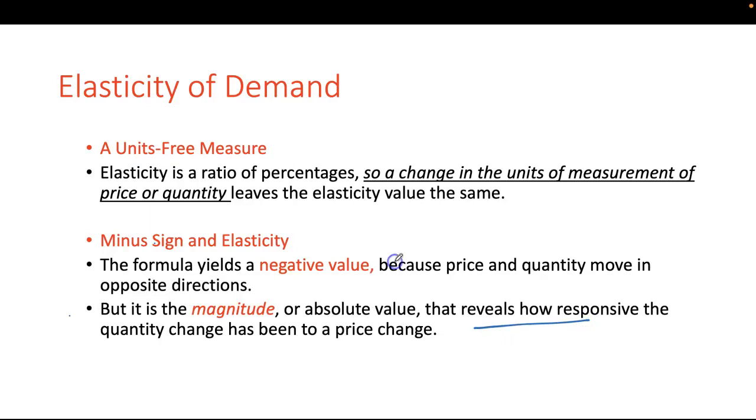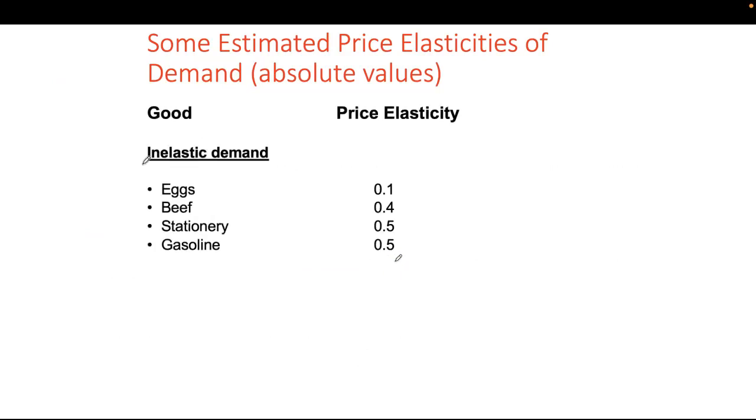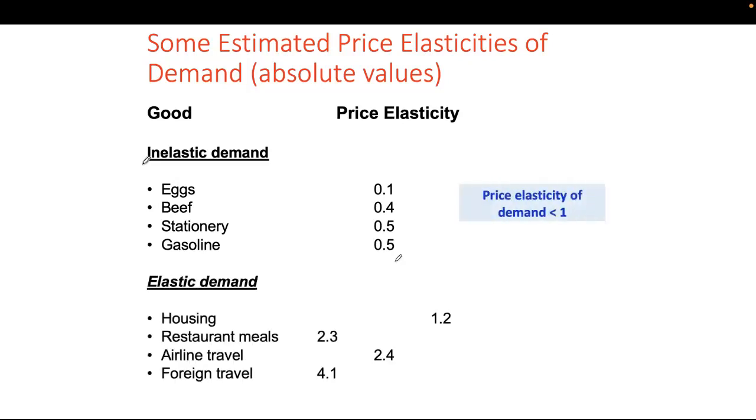So here are some examples next for different types of elasticity measures. We have eggs with an elasticity of 0.1, beef 0.4, stationery 0.5, and gasoline again 0.5. These are all elasticity measures which are less than 1. Here I have another group of goods for which elasticity of demand is higher than 1. Again, remember, we are ignoring the negative, so these are absolute values, so we can capture the magnitude of elasticity. Housing, restaurant meals, airline travel, and foreign travel all have price elasticity of demand which is greater than 1.